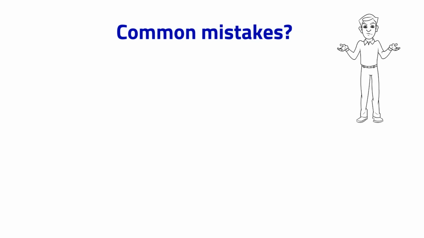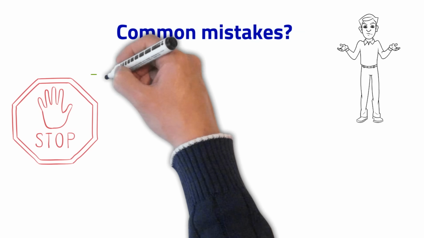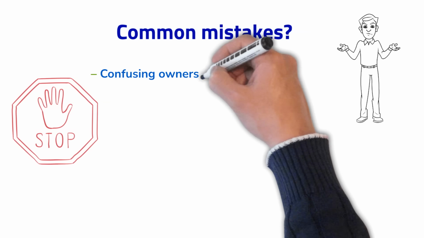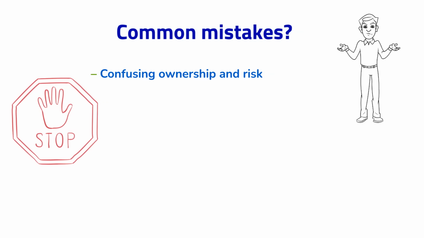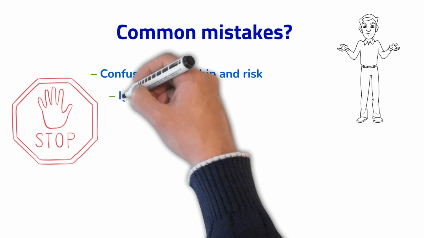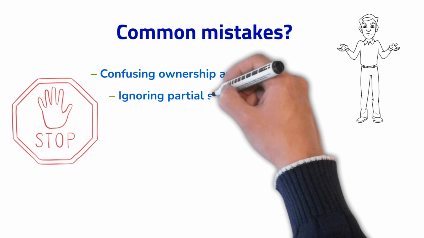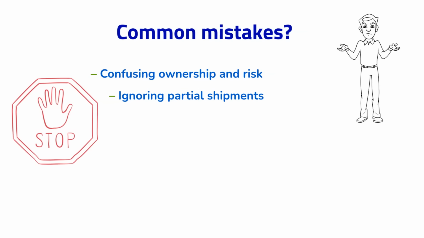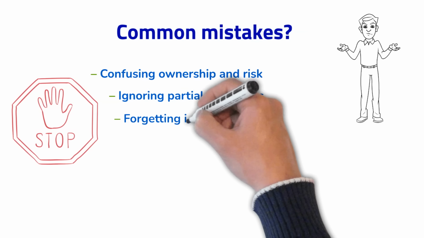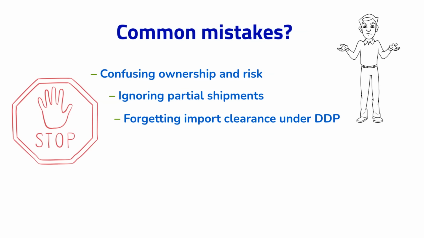Now, a few common mistakes. The first one, confusing ownership and risk. Risk does not always mean ownership. Make sure you check the sales contract. Number 2, ignoring partial shipments. Recognize control for each batch when its own transfer point happens. Number 3, forgetting import clearance under DDP. If the seller is responsible for import, the recognition happens only at the final place of delivery.